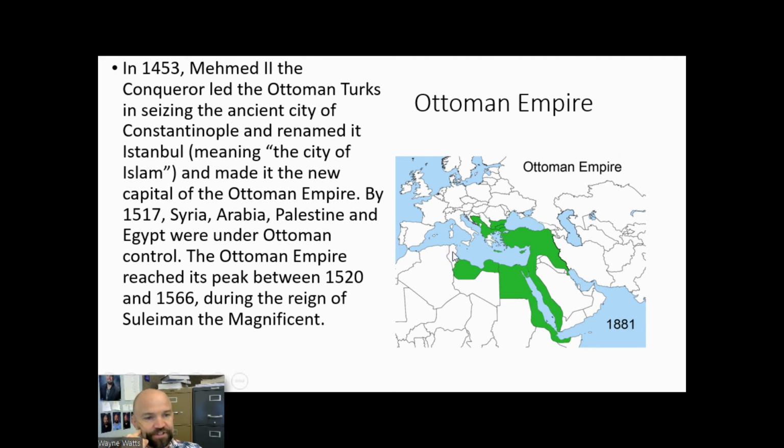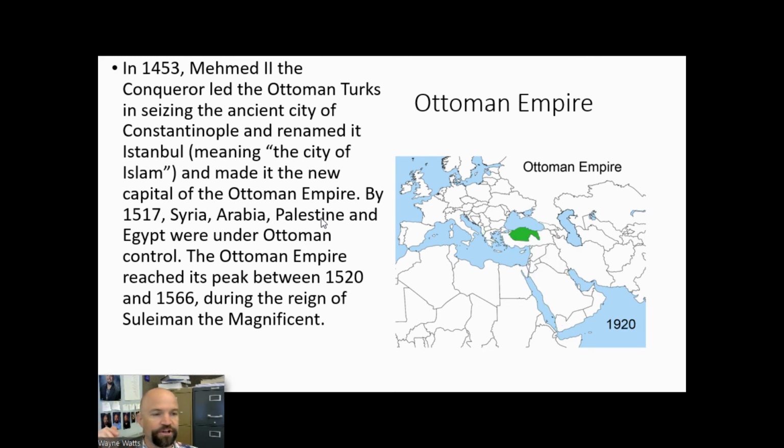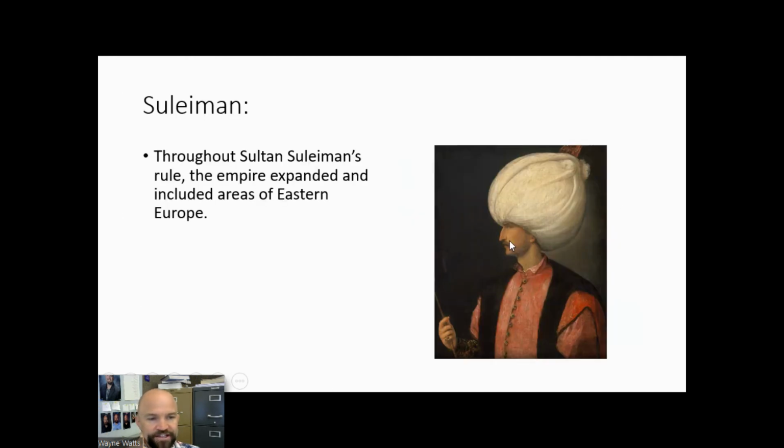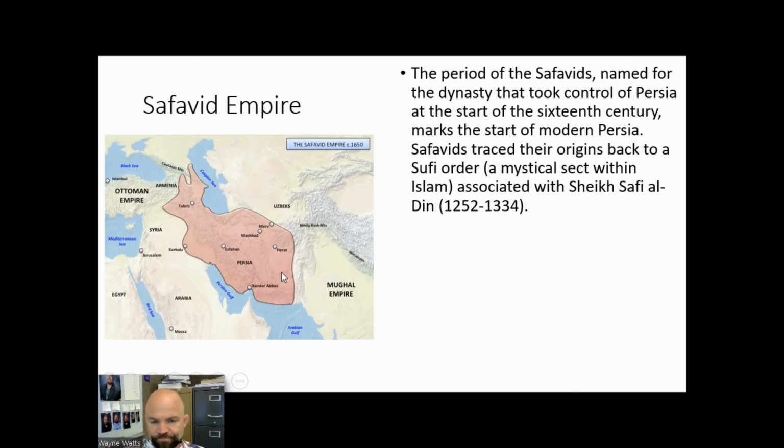By 1517, Syria, Arabia, Palestine, and Egypt were under Ottoman control. The Ottoman sultans became so powerful that they were able to declare themselves to be the caliphs or the successors to the prophet Muhammad. The Ottoman Empire reached its peak between 1520 and 1566 under the reign of this guy, Suleiman the Magnificent, who is one of the most powerful rulers in the Mediterranean basin history. Throughout Sultan Suleiman's rule, the empire expanded and included areas of Eastern Europe. In the Middle East, however, the Safavids took control of Persia at the start of the 16th century, which marks the start of modern Persia.